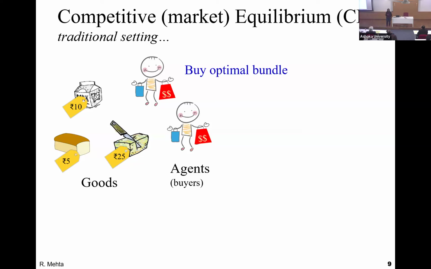Good question. No. Because I'm going to assume free disposal for goods. So even if I give you 100 scoops, you are free to throw it in the trash.